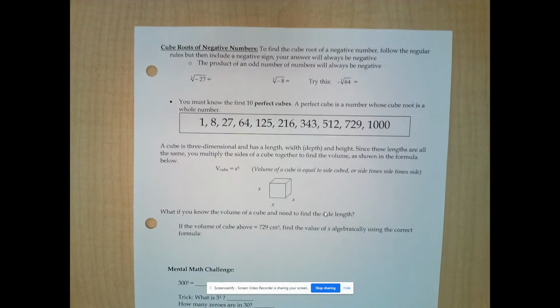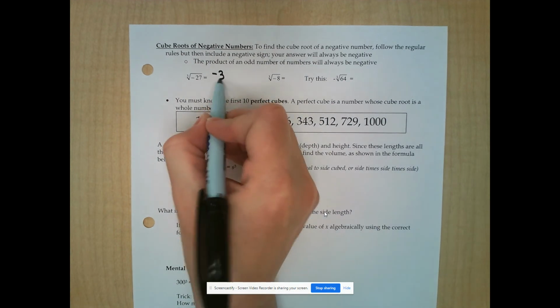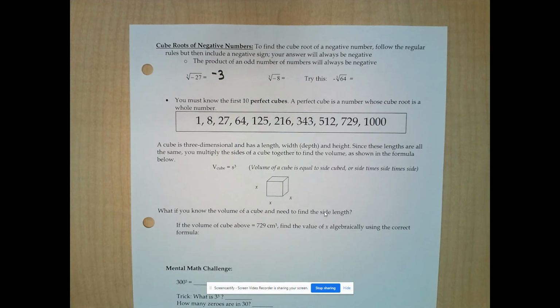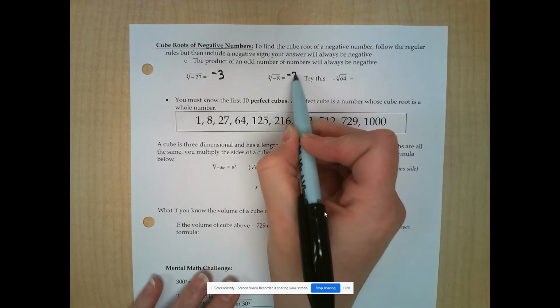I just previewed that on the front. To find the cube root of a negative number, follow the regular rules, but then include a negative sign. Your answer will always be negative because there's an odd amount of negatives. So the cube root of negative 27 is negative 3 because negative 3 times negative 3 times negative 3 will give us negative 27. The cube root of negative 8 we just found on the front was negative 2.